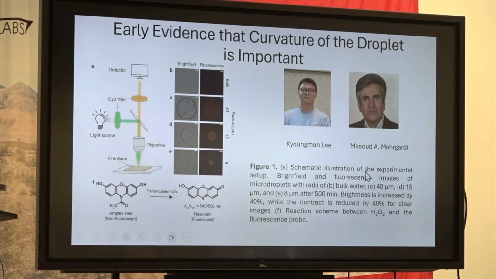And this shows a figure. This is a schematic illustration of the experimental setup. Bright field and fluorescent images of microdroplets with radii. And you look at this now. B, bulk water. C is 40 microns. D is 15 microns. E is 8 microns. And we're seeing this getting increasingly brighter this way. And it's taking this material here and it's turning it into something which is fluorescent where we can see it. And so we really have seen again, the same thing I've shown you before, it's increasing very much with small size.